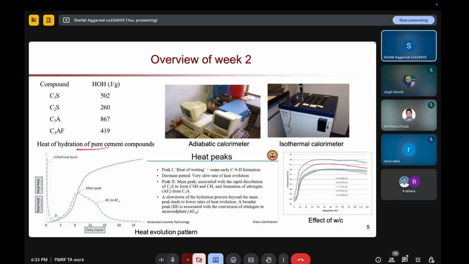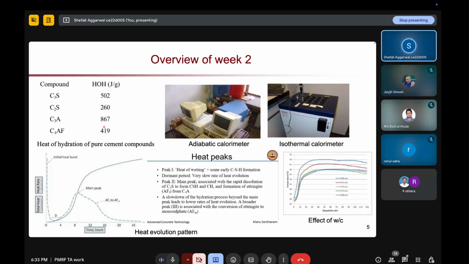For pure cement compounds this is the heat of hydration, but when there is a different composition, like C3S present at 50%, this at 20%, 10% or 5%, then what is the total heat of hydration of your complete system?